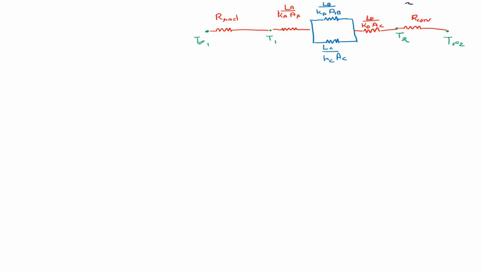So here we know what the resistance due to conduction is. We know what the resistance due to convection is. This will be basically your 1 upon h times A_D. So that will be your resistance due to convection, but we don't know how to represent your resistance due to radiation. So what is R rad?